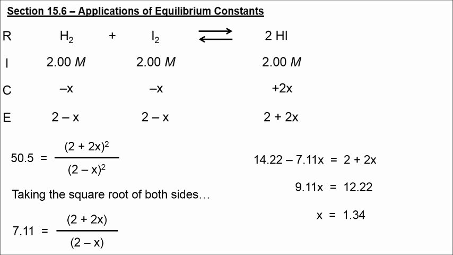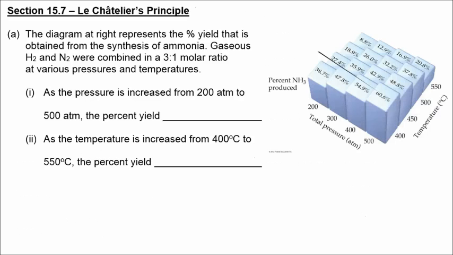So plugging 1.34 into the final row of the Rice table, we get 0.66 molar for the equilibrium concentration of both hydrogen and iodine, and 4.68 molar for the concentration of hydrogen iodide at equilibrium.